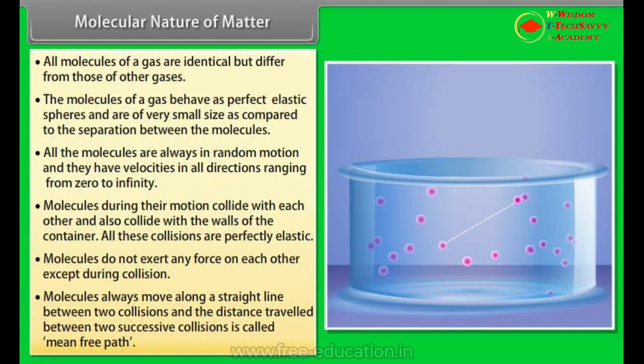Molecules always move along a straight line between two collisions and the distance travelled between two successive collisions is called the mean free path.